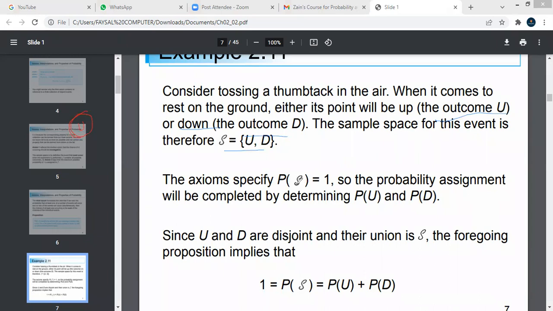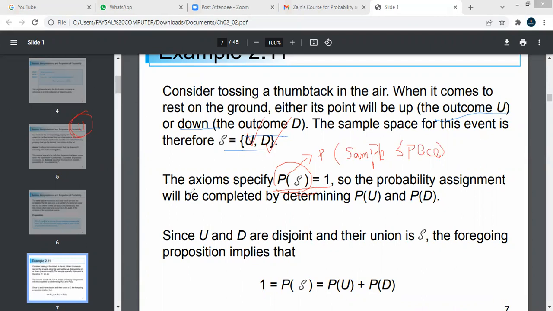The axiom specifies P(S), that is the probability of my state function or sample space. P(S) is known as the probability of sample space, which is equal to what? This means that either my result is U or D. So for this case, the axiom specifies that P(S), my probability of the sample space, equals 1. Is it clear, sir? Yes. Because either it will be up, U, or down.